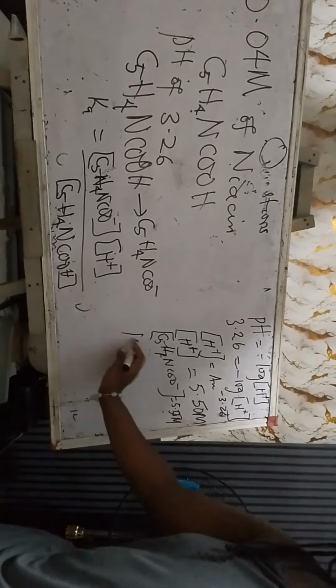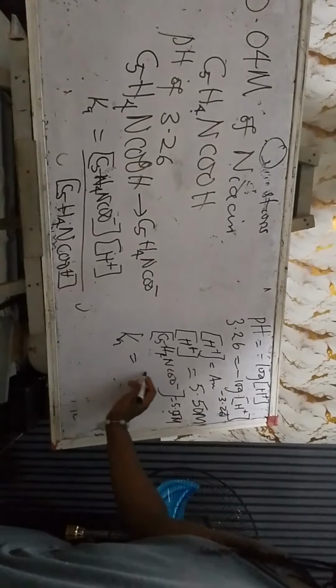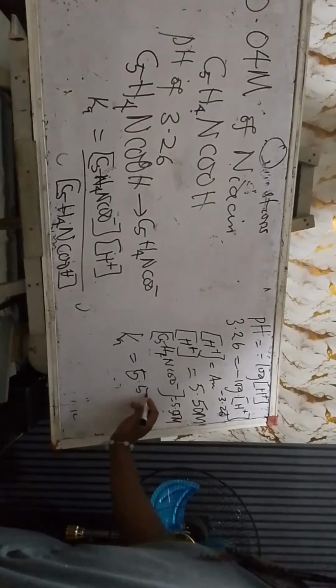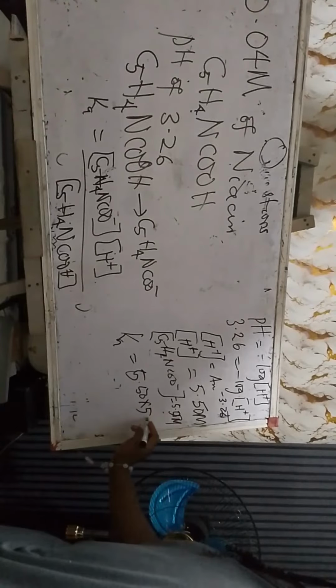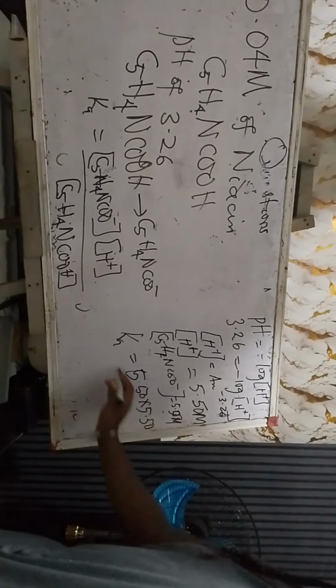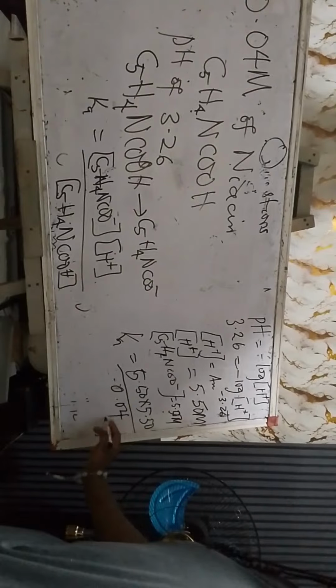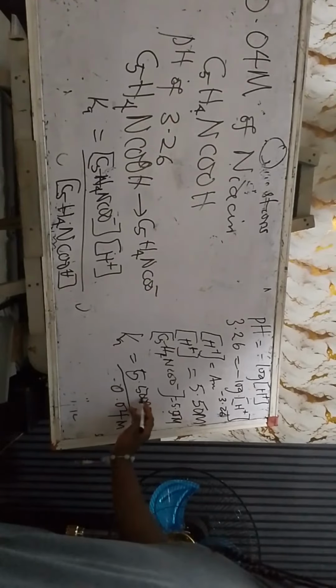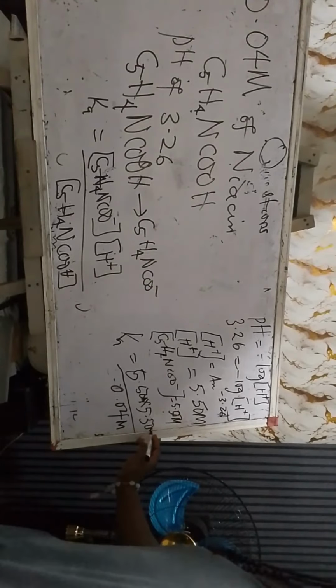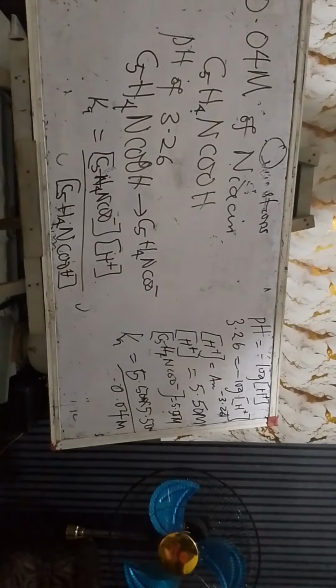So that means your Ka will be equal to 5.50 times 5.50 all over 0.04 molarity. So molarity will cancel each other. So what will it be? What will be your Ka now? 5.50 times 5.50 divided by 0.04.